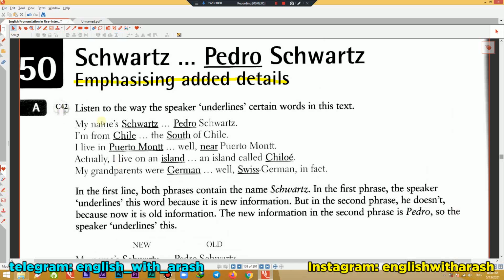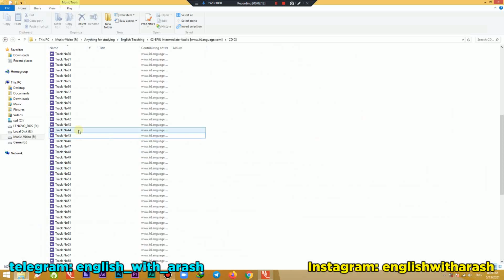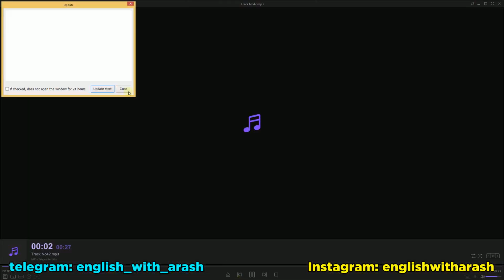This is C42. Pay attention to the underlined words. I'm going to play that. C42.